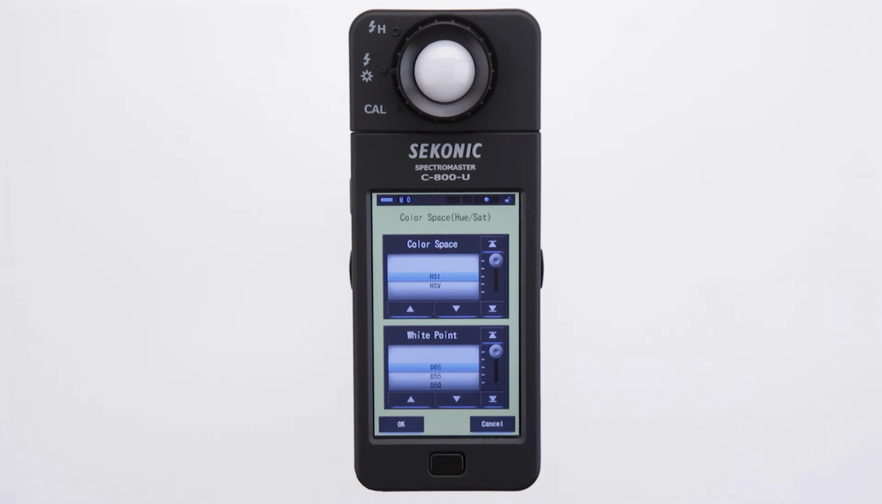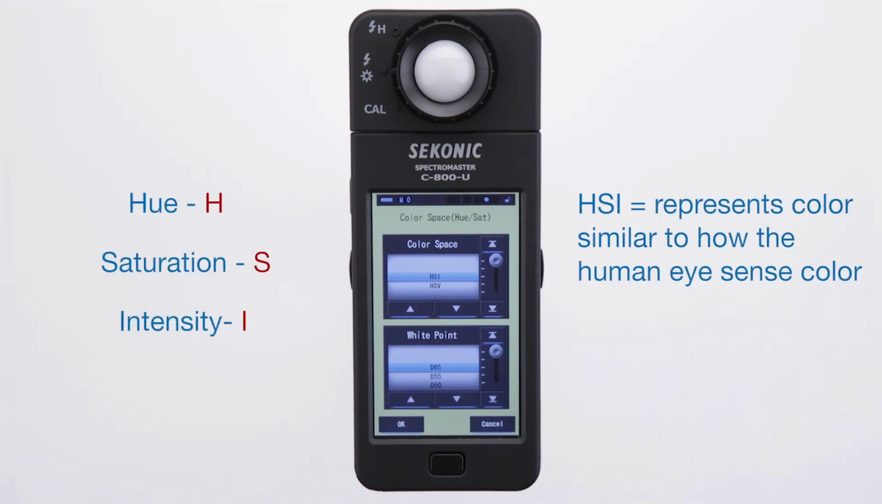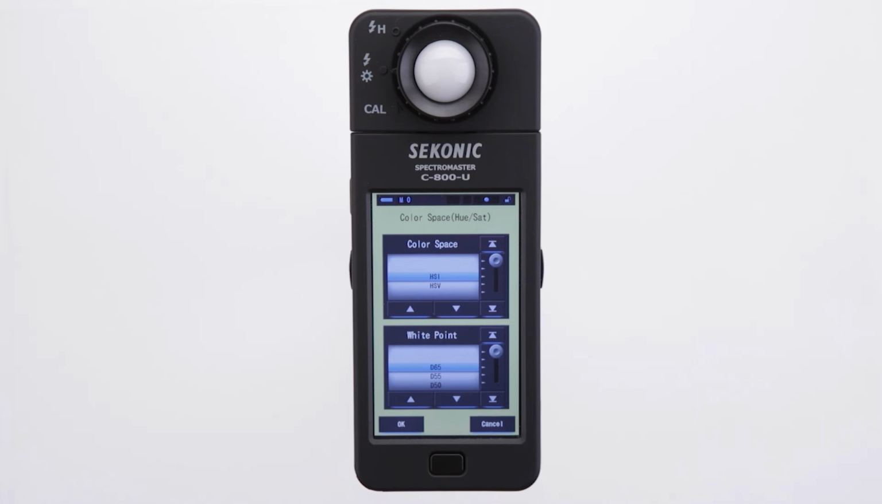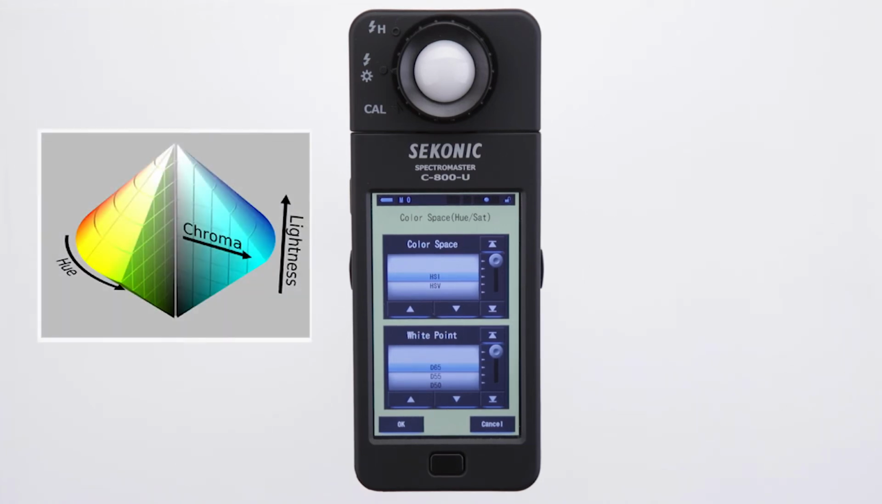HSI color space is an important color model because it represents colors similar to how the human eye senses color. It represents every color in three components: hue, H, saturation, S, and intensity, I. Represented here, a cone graph, hue is shown from 0 to 365 degrees as an angular dimension to represent color.